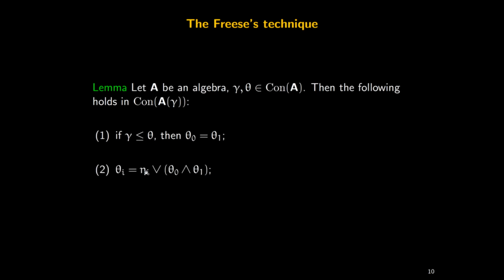Also, another thing that is easy to prove is that theta_i is equal to eta_i, the kernel, the join theta_0 meet theta_1, and gamma_0 is equal to the join of the two kernels. So you obtain the factor congruence corresponding to the original congruence gamma that you started with to build the algebra, by doing the join of the two kernels.